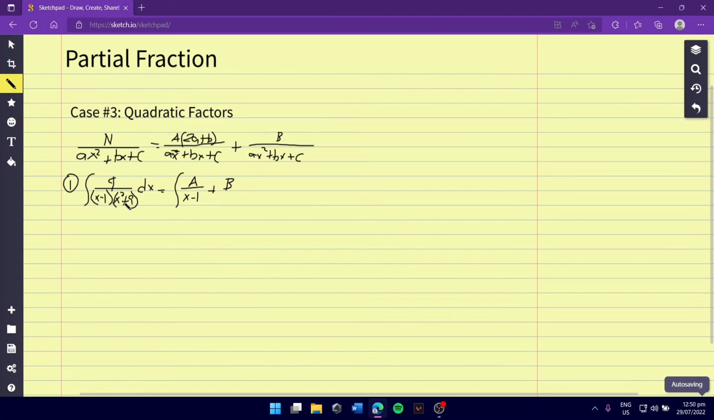So this is your second term, x squared plus 9. Since this is x squared plus 9, we'll multiply B to the derivative of the denominator, which is 2x. Then add your C over x squared plus 9.